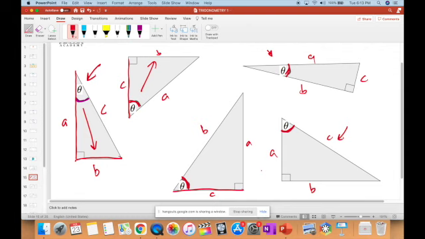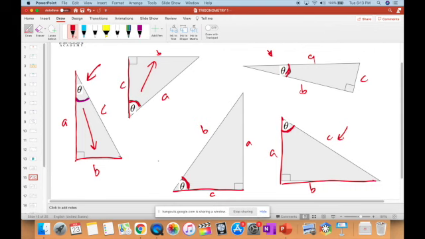Sorry. A is the adjacent, B is the opposite, and C is the hypotenuse. Right. A is the adjacent, touching the angle. B is the opposite. C is the hypotenuse, right? Now, why is this important? Because trigonometry is a bunch of ratios.